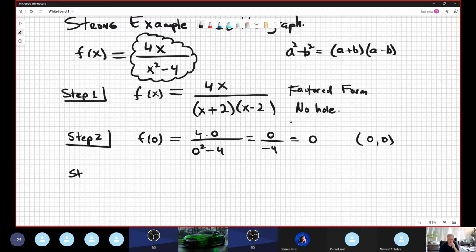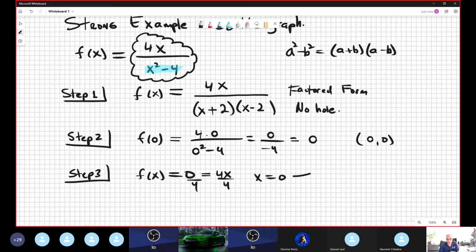Step 3 is f of x equal to 0. Actually, I don't care about the bottom part to find that. I take the top. Okay, the top is 4x. Wow, easy equation. Divided by 4 both sides. 0 divided by 4 is 0. This is no surprise. This is the same conclusion. 0,0, que es the origin, is both. It's y-intercept and x-intercept. Super cool.